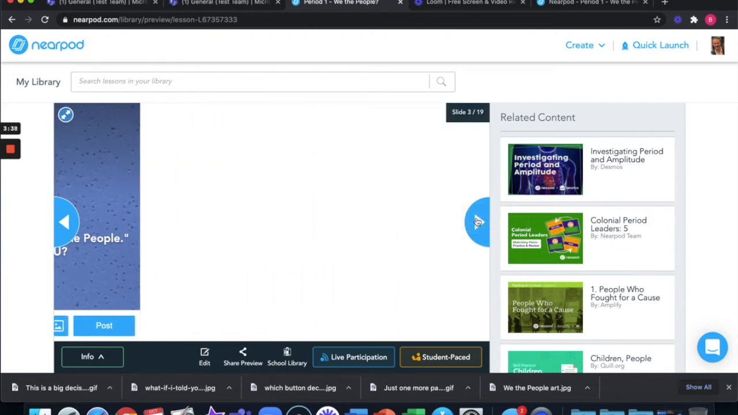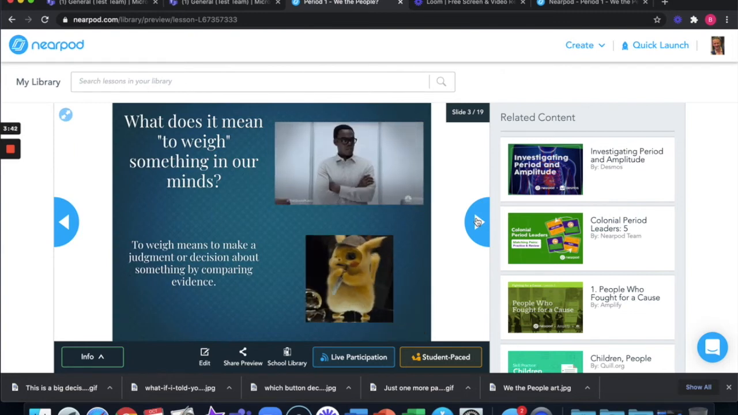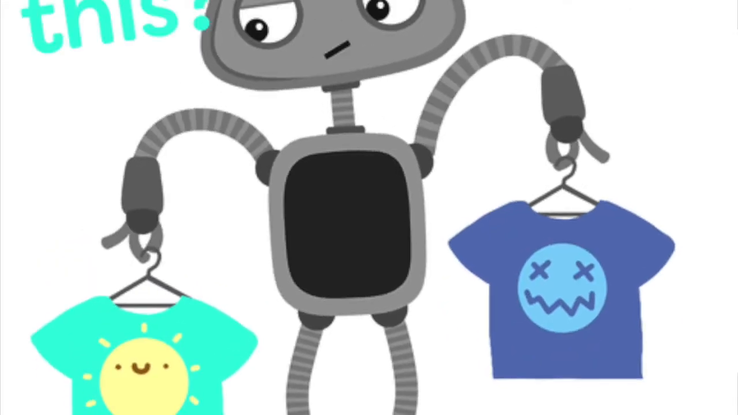Now, when we move on in the lesson, okay, you have a definition here, because what you're going to be doing is you're going to be weighing something. In other words, you have this information that's being presented to you, and you're trying to make a decision. In other words, make a judgment based on the information that you have.